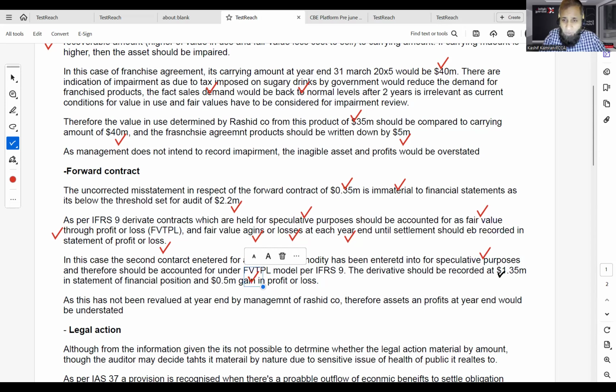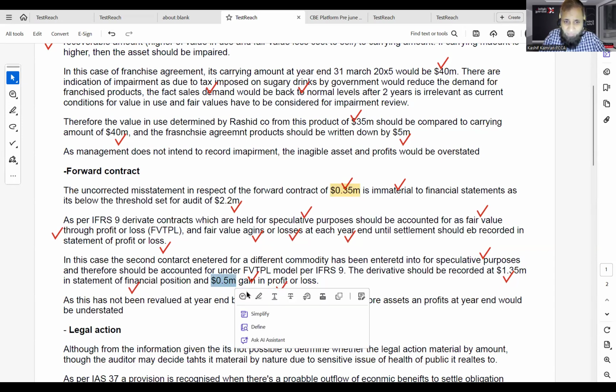The derivative should be recorded at 1.35 million in the statement of financial position and the gain should be taken to the profit and loss account. The only mistake the student did was that he mistakenly put the value of the gain wrongly. Despite he put 0.35 million here, he mistakenly wrote 0.5 million here. But that was just a slight issue. Apart from that, the way the answer is structured and put in is excellent.